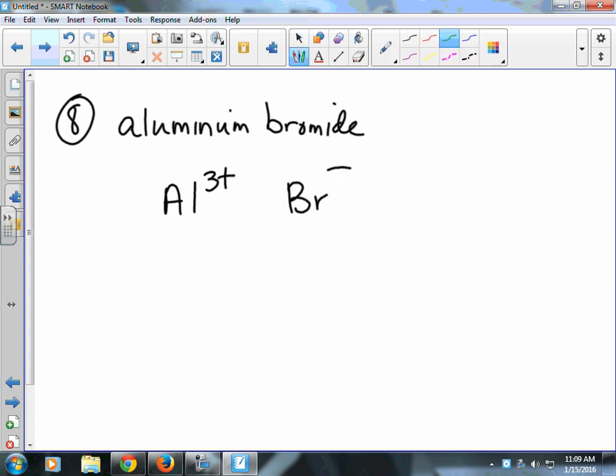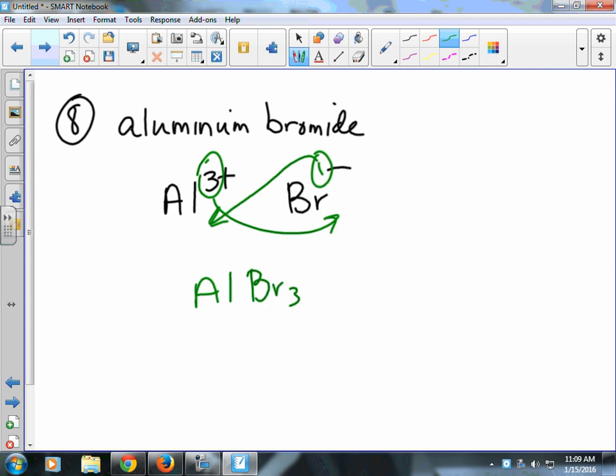Not the sign, but just the number. The shortcut is to take the number of this ion charge and make it the subscript for the other ion. And then that's a 1. That is going to be the subscript for that ion. So we write it Al1, and we don't write 1, Br3. Now here's the catch.